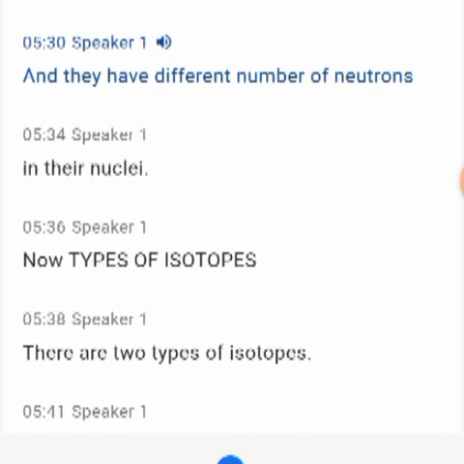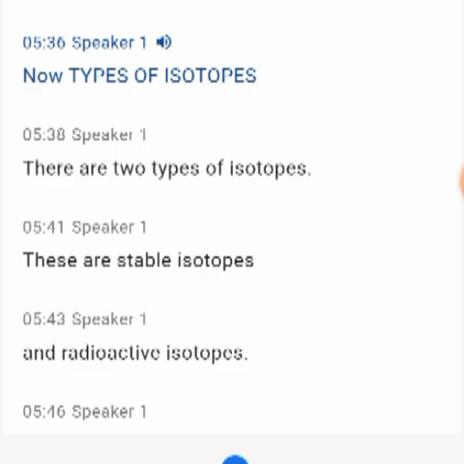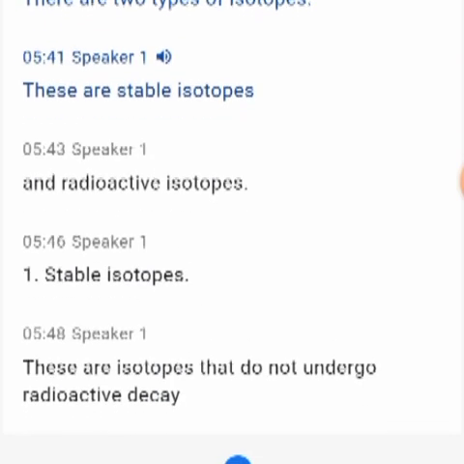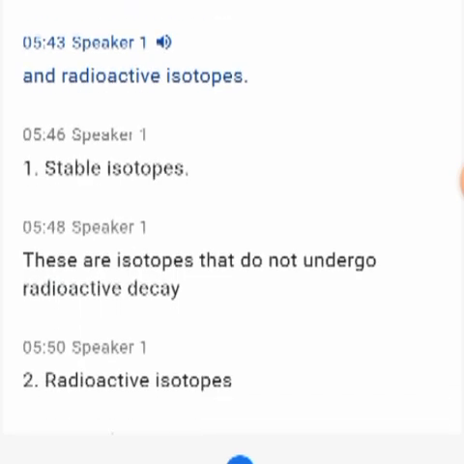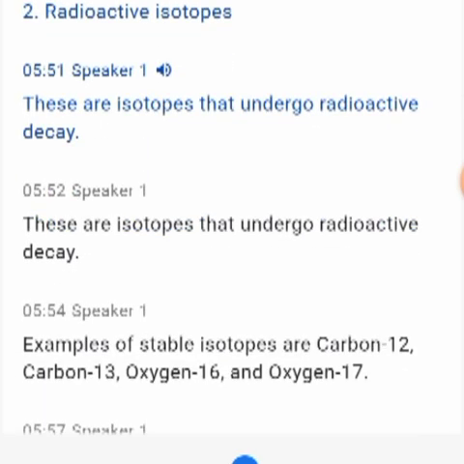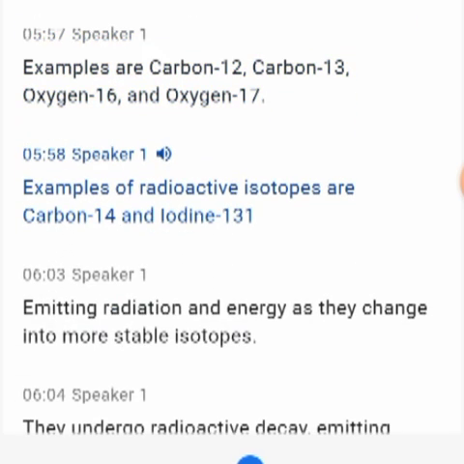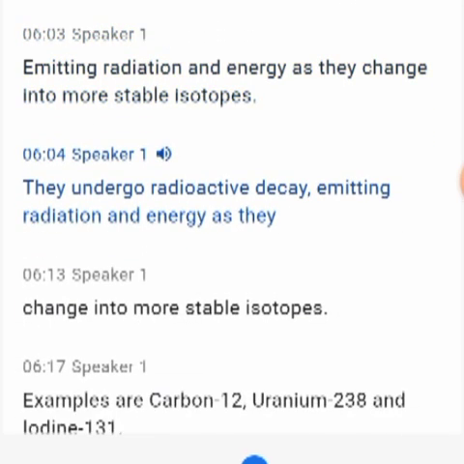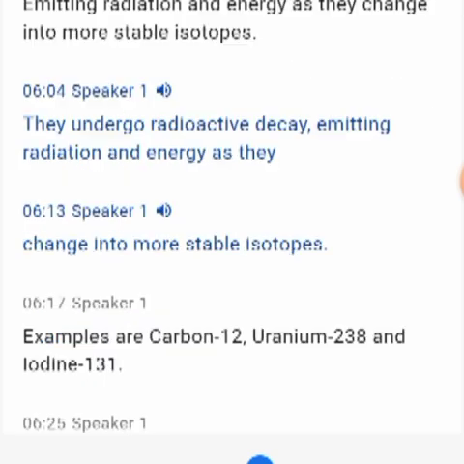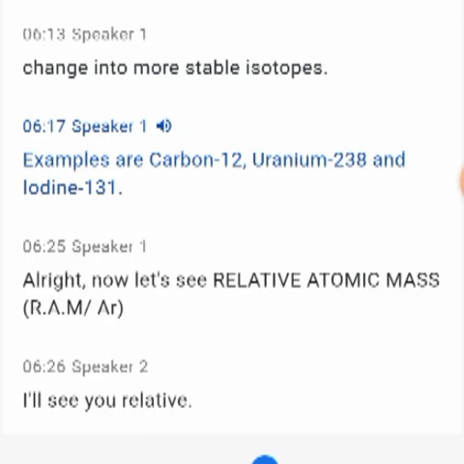Now let's see types of isotopes. There are two types of isotopes: stable isotopes and radioactive isotopes. Stable isotopes are isotopes that do not undergo radioactive decay. Radioactive isotopes are those isotopes that undergo radioactive decay. Examples of stable isotopes are carbon 12, carbon 13, oxygen 16, and oxygen 17, while examples of radioactive isotopes are iodine 131, carbon 14, and uranium 238.